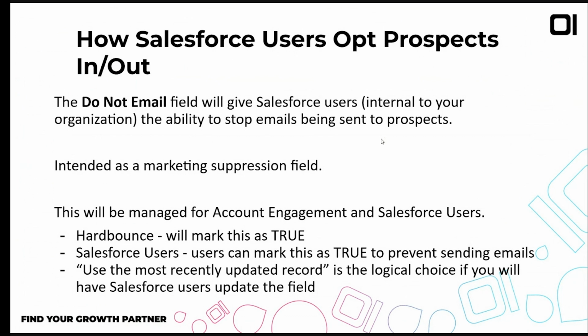So as I mentioned earlier, when it's one hard bounce, this will be marked as true. Your users can mark this true to prevent sending emails, and the most recently updated record is the logical choice if you will have your internal users update this field.